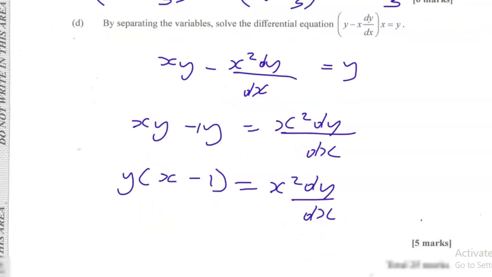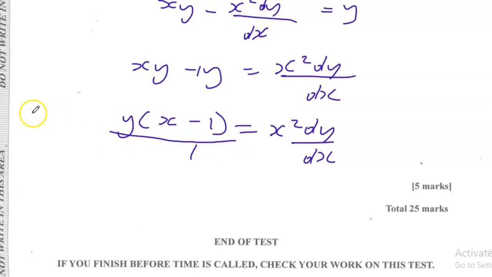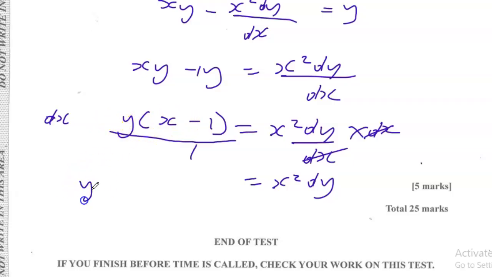What can we do? We can multiply both sides by dx, so cross multiply. So we have here x squared dy. Over here, we'll have y into x minus 1 dx.